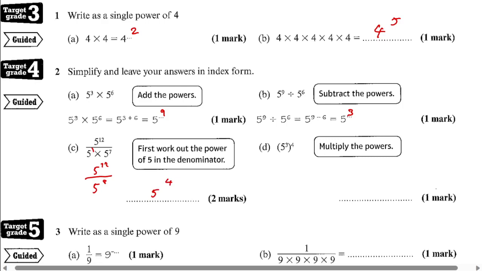And for this one, because we've got the in brackets and then to the power, we would multiply the powers, so that would become 5 to the power 3 times 4, so 5 to the power 12.